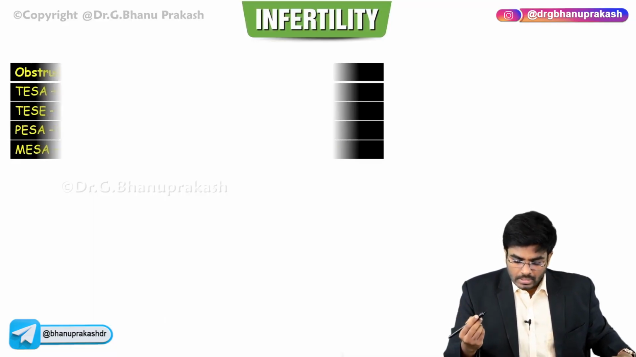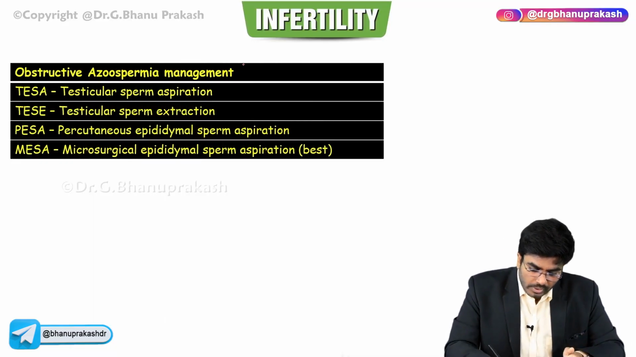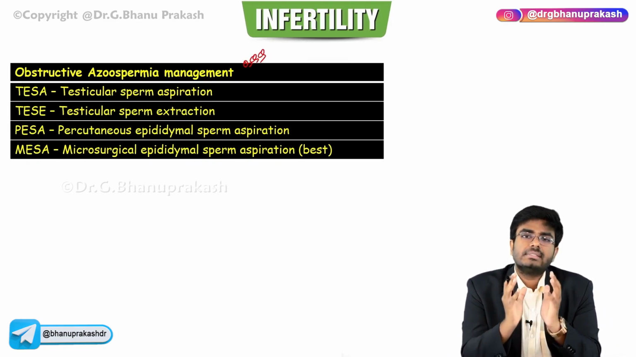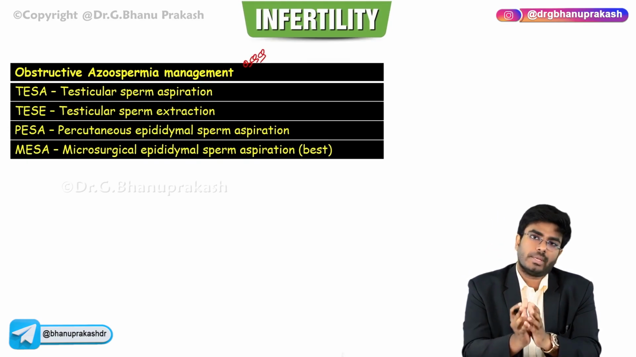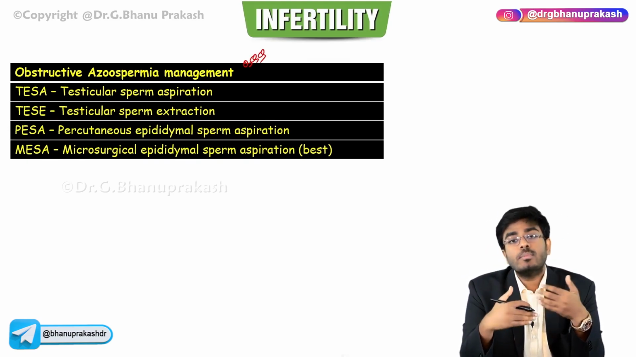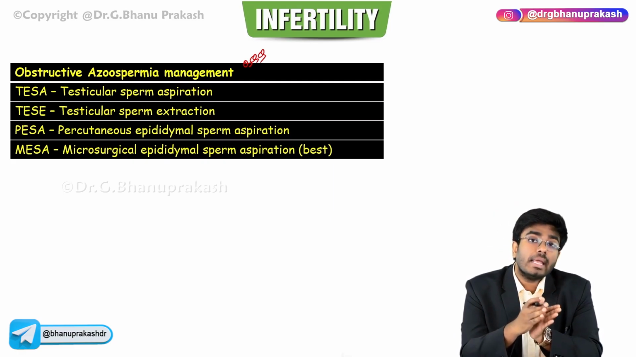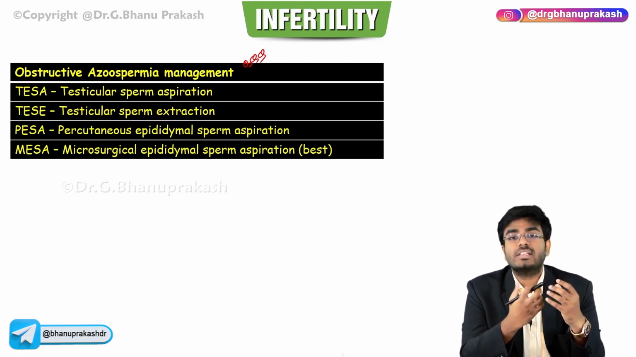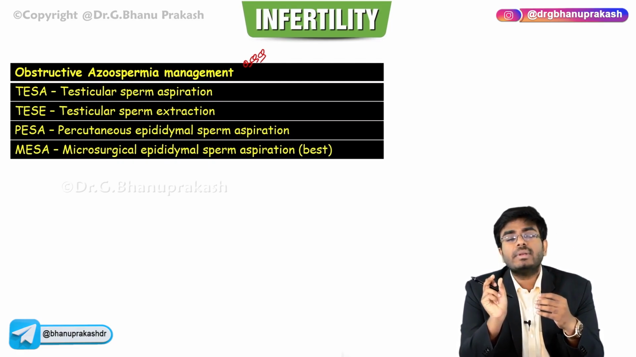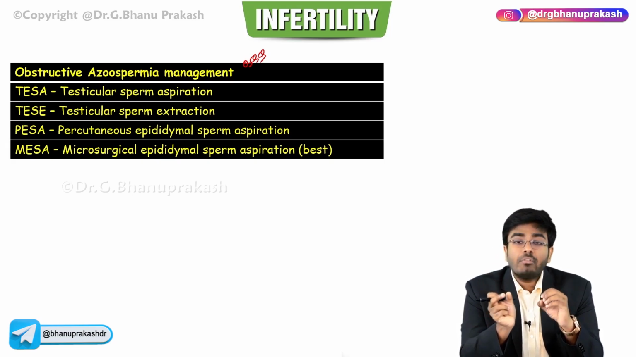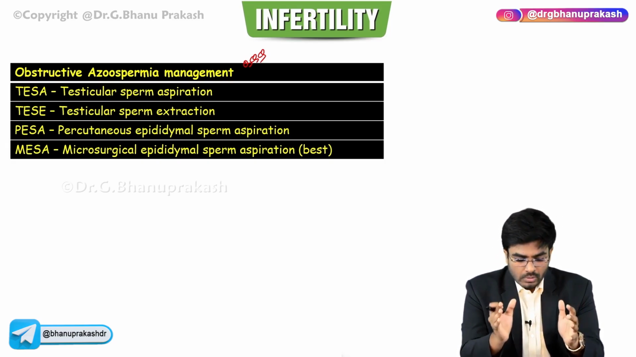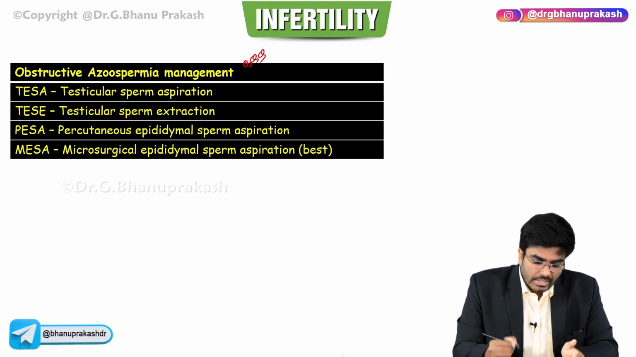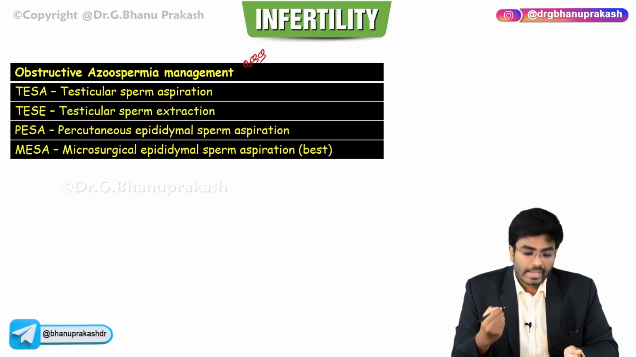Now let's talk about a few important points on how to retrieve the sperms. What exactly am I talking about, guys? See, there is obstructive azoospermia, which means sperms are getting produced, but they are unable to come out. So what do I have to do? I have to retrieve the sperms, and with this sperm retrieval, I have to fertilize the ovum. So these are certain sperm retrieval techniques which are used in obstructive azoospermia management.